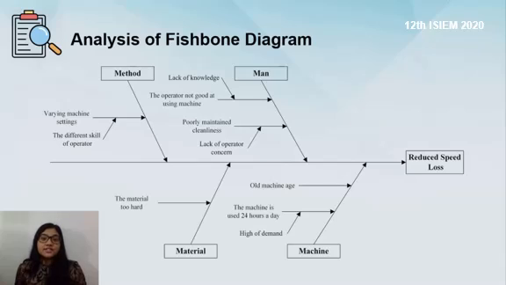So this is the analysis of the fishbone diagram. Based on our research, the reduced speed loss in the Toshiba machine is caused by several factors. The first one, the machine factor, is caused by the machine being used 24 hours a day and the old age of the machine. From the man factor, it is caused by the lack of knowledge of how to use and maintain the machine properly. And the third, the method factor, is caused by the different skill of the operators in setting up the machine. And the last one, the material factor, is sometimes caused by the type of material being too hard.